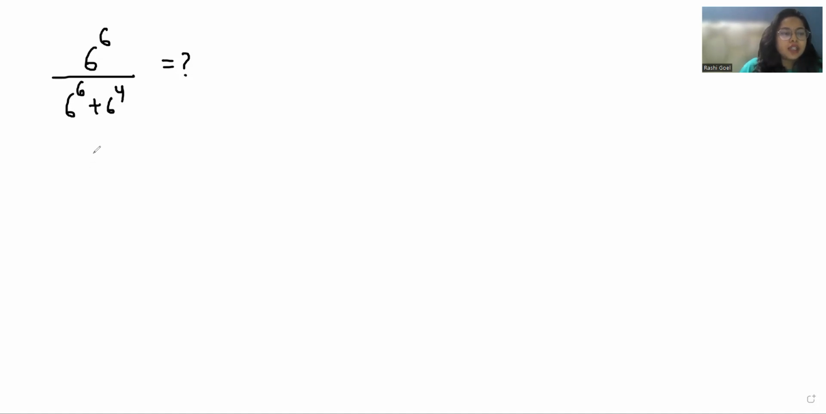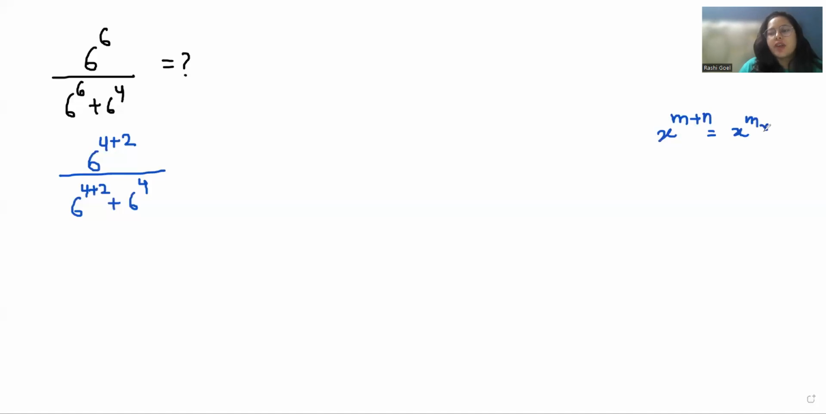So in numerator 6 power 6, I can write it as 6 power 4 plus 2. Similarly, this as 6 power 4 plus 2 plus 6 power 4. Now exponent rule, x power m plus n, we can write it as x power m times x power n. So 6 power 4 times 6 power 2 by 6 power 4 times 6 power 2 plus 6 power 4.